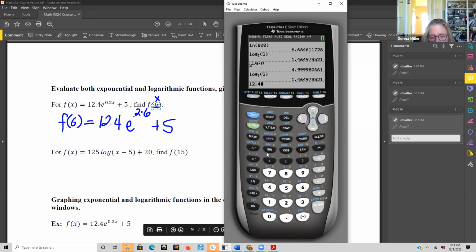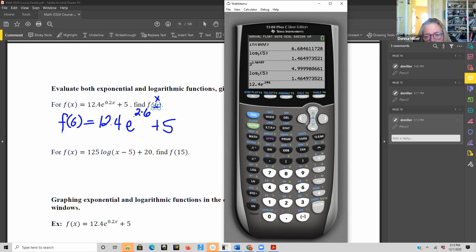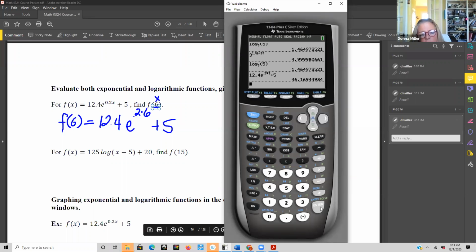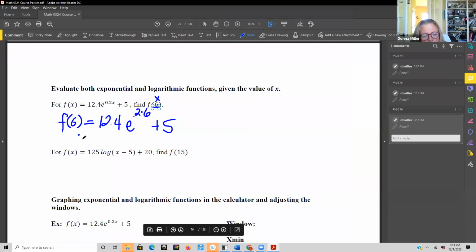12.4, and now there's an e to the x button right above the ln. E to the, what is that, that should be a 0.2 times 6. Notice how what I'm typing stays in the exponent. It'll stay there until I arrow out of it. So I'm going to hit the arrow button to get the 5 downstairs. Plus 5. And there it is. I get 46.169-ish.